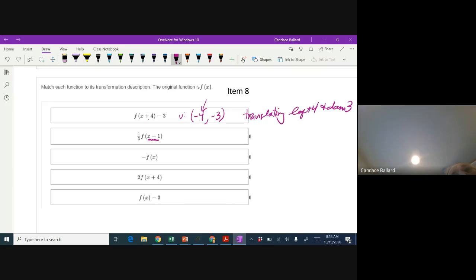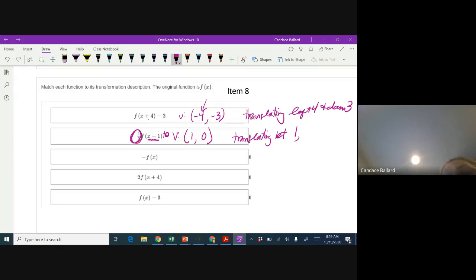All right, good job. We've got a couple people saying right. Technically, the vertex on this one would be 1, 0 because we were technically adding 0. And again, you want to go opposite. So it's translating right 1. This part here out front does the stretch or compression.